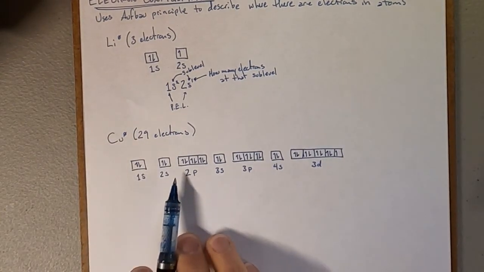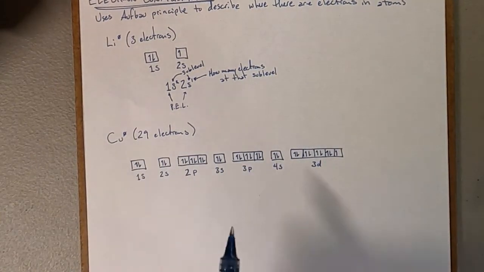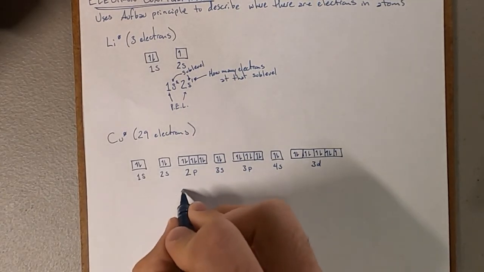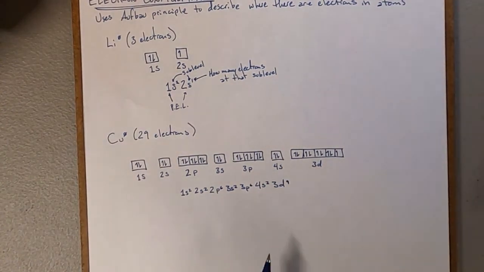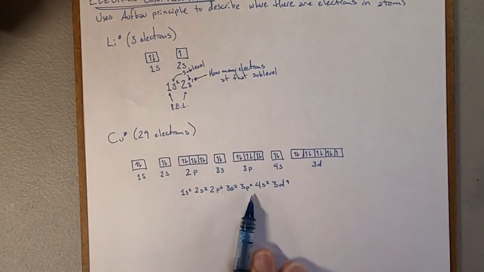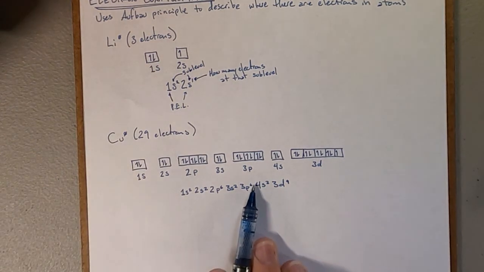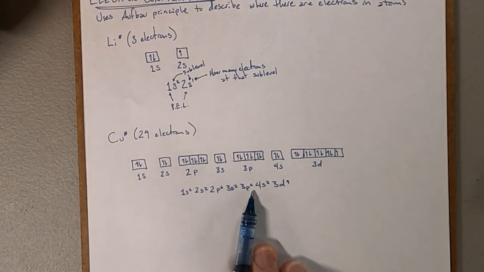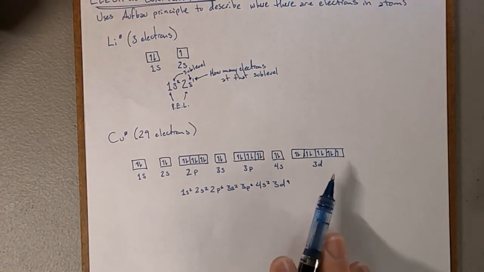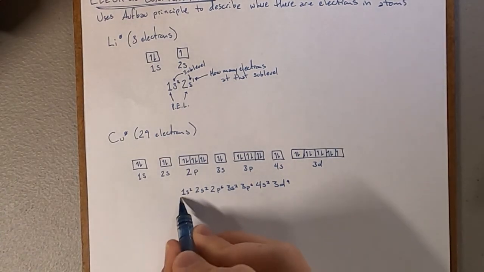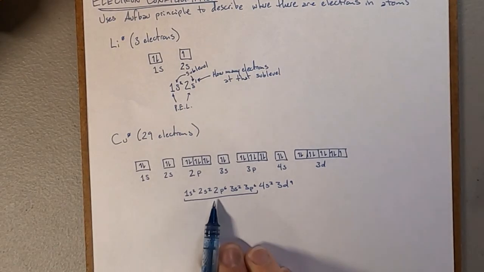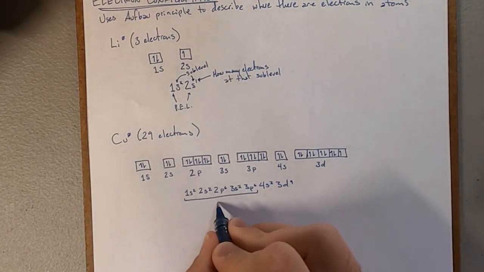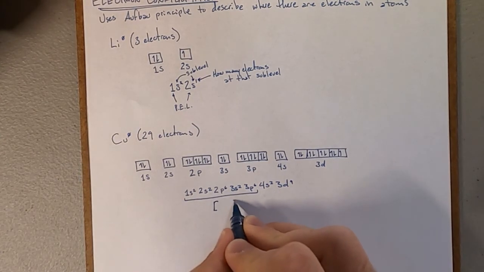To write out the electron configuration, once we have this drawing, now there's something that is called noble gas notation. You look at the noble gas, the element that's all the way to the right of the periodic table that comes right before this element, copper, and you would notice that all of this is represented in that noble gas's electron configuration, and so you can replace it with the symbol for that noble gas in brackets.